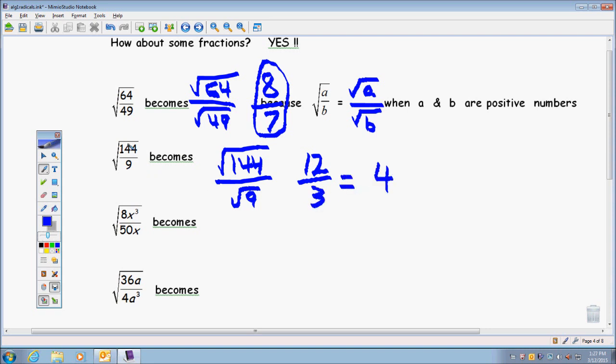By the way, you can also divide this inside. 144 divided by 9 is 16. The square root of 16 is 4. So you get that answer that way too.